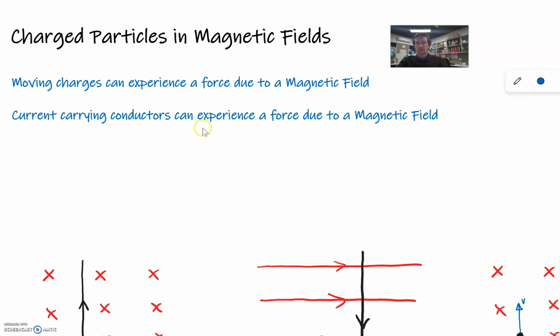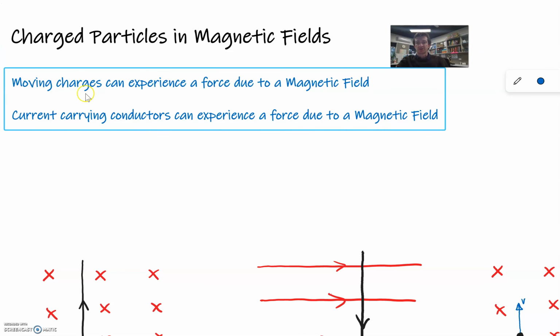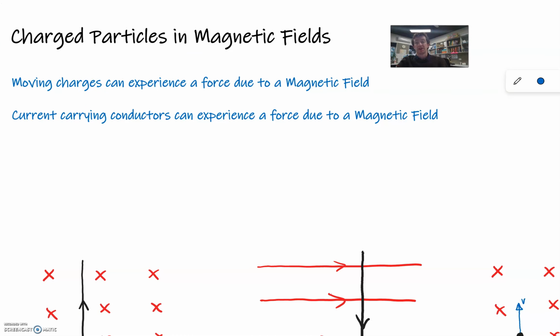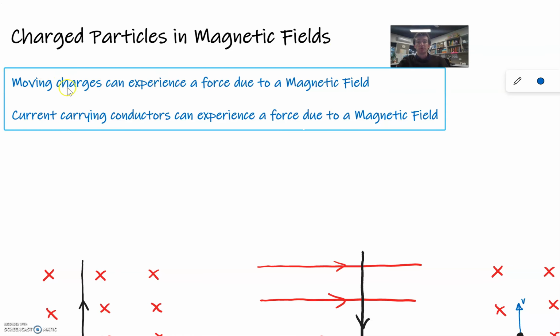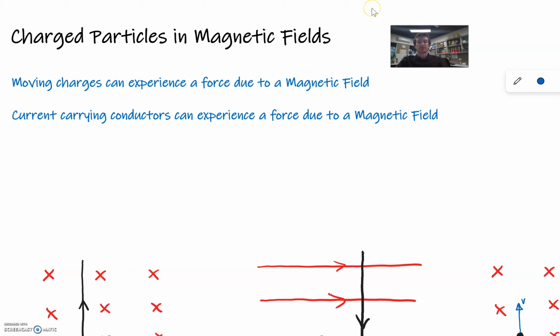Here we go. So, what can experience a force in a magnetic field? We need moving charges. They might experience a force in a magnetic field. You can get a moving charge that won't experience a force in a magnetic field, and that's a very specific case that we'll talk about. But if we have moving charges, they can experience force in a magnetic field. It has to be moving. If the charge is stationary in the magnetic field, it will not feel a force due to that magnetic field.